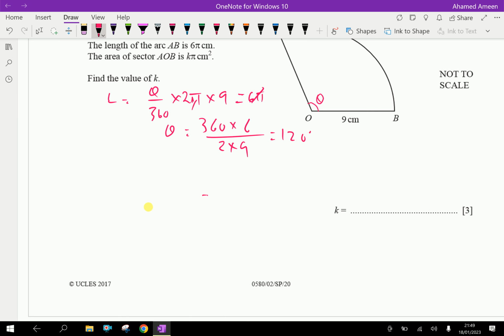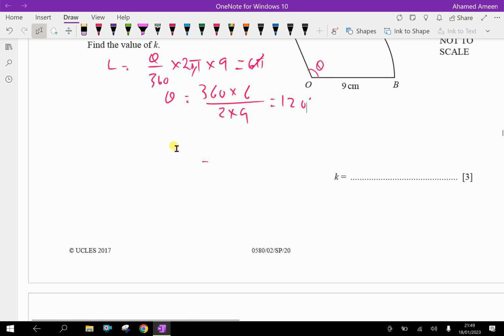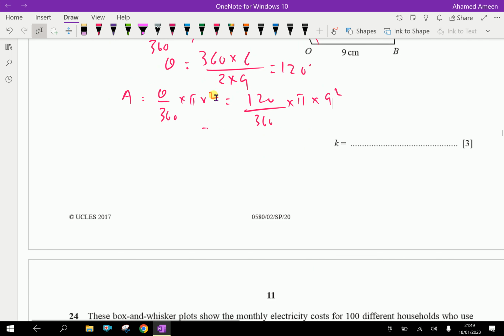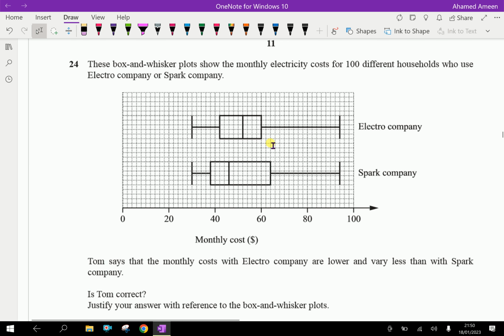We have to use this 120 degrees for the second condition. The area of sector A equals theta by 360 into pi r square. So theta is 120 over 360 into pi, r is 9 square, which is equal to k pi. Then pi is cut, and on calculating these values, we have k equal to 27. Here 9 into 9 divided by 3 gives k equal to 27. Next question.